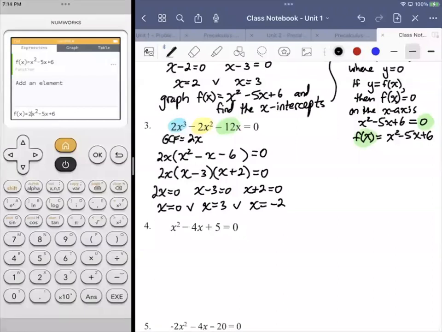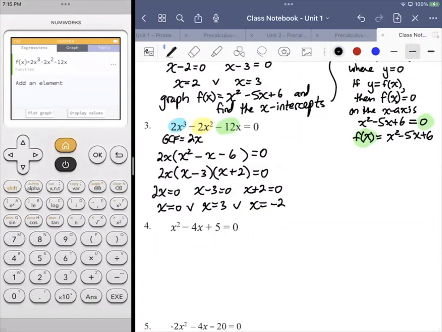So I'll type in 2x to the third. That little x to the y key here, I'll delete all that now, but that's the one that you use to raise to a power. Kind of looks cool though. All right, so I don't need the parens here. Minus 2x squared minus 12x. All right, so I have all my ingredients. Hit OK to lock it in, and then I'll go to the table this time.